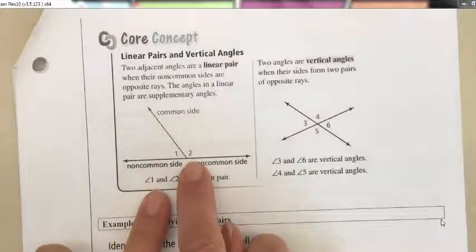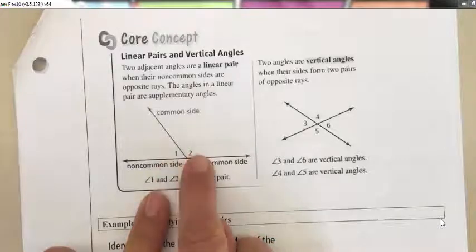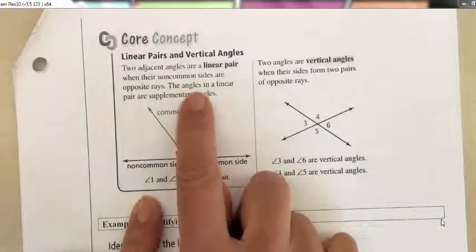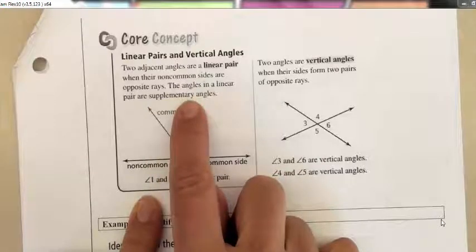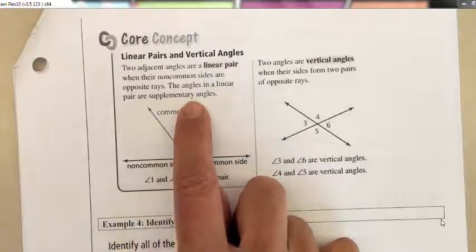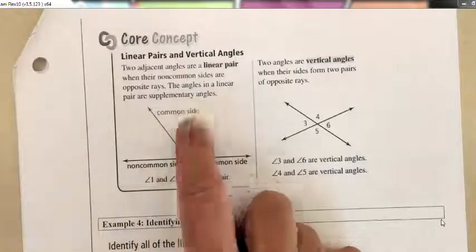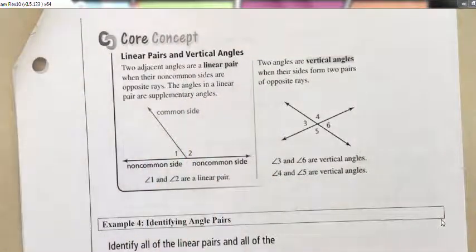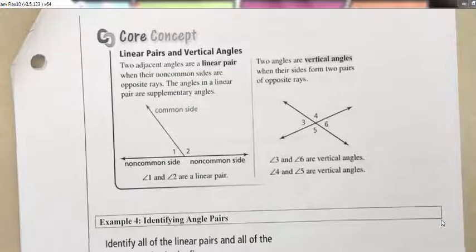And if you notice, a linear pair is the same thing as a straight angle. Notice the measure of angle 1 plus the measure of angle 2 will give us 180 degrees. That's because this is a straight angle. Okay, the angles in a linear pair are supplementary angles. That's basically a linear pair is a straight angle. Therefore, the two angles that make up that linear pair have to equal 180 when you add them together.